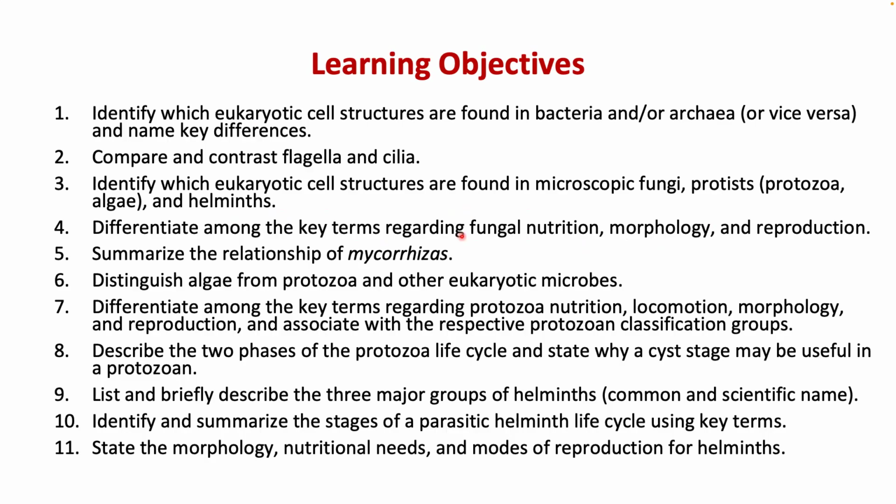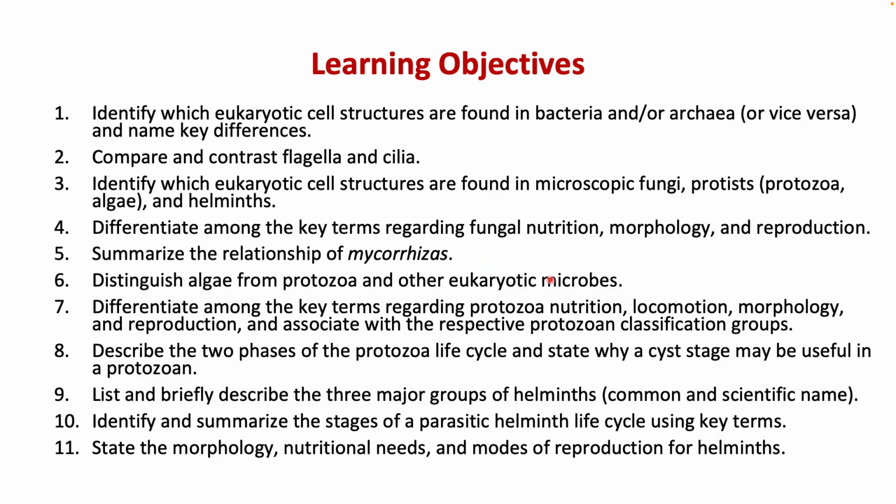Then we have to identify which eukaryotic cell structures are found in microscopic fungi, protists or helminths. And then we have to also talk about how to differentiate among the terms regarding fungi nutrition, metabolism, and reproduction. And then we will also try to summarize the relationship of mycorrhizas.